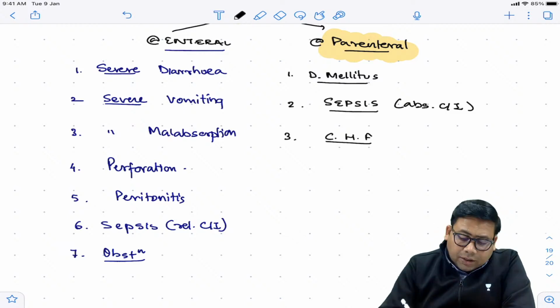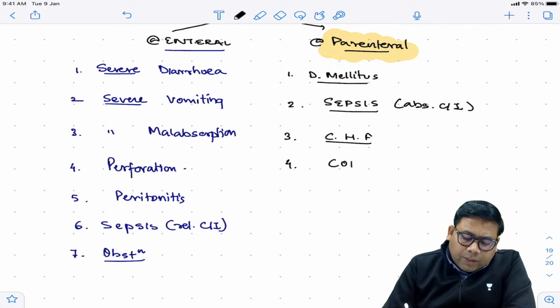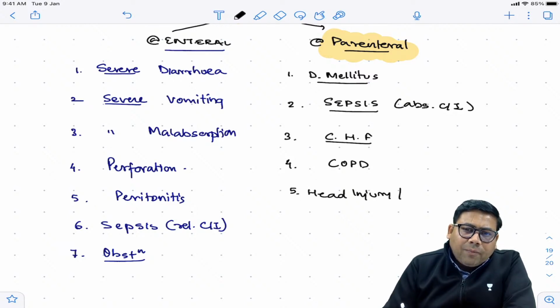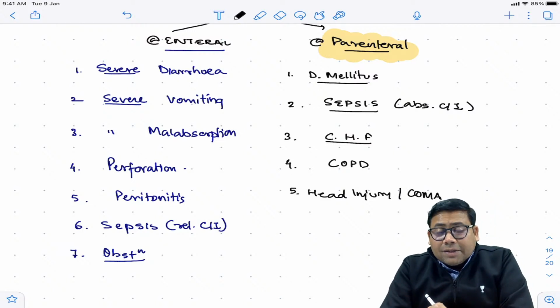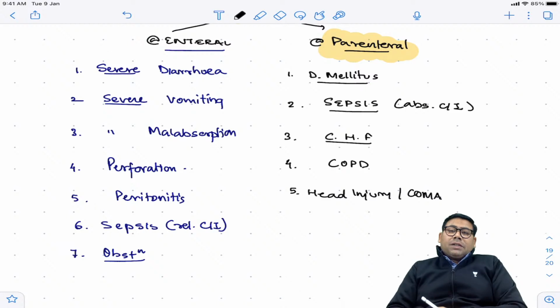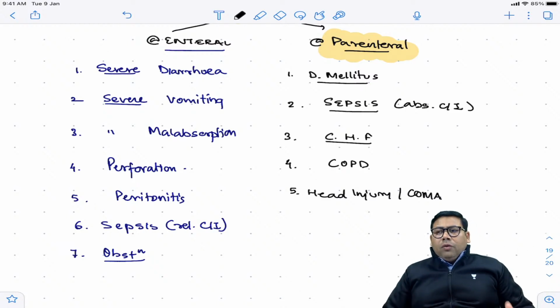So congestive heart failure. You know that carbon dioxide will be released when the carbohydrates break down. So if the patient already has COPD, it's a problem. Then fifth is if the patient has a head injury or is in a coma. Now this is very important. What is the nutrition mode of choice in a comatose patient? The answer is enteral. Why? Because in parenteral, you are going to give everything in the elemental form, and carbohydrates will break down to release CO2.